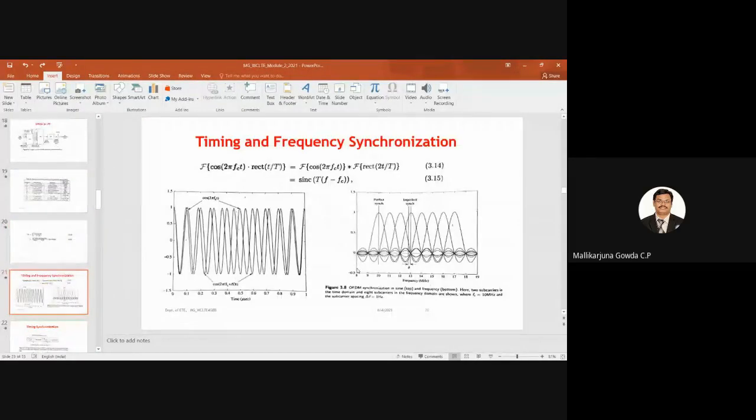With this basic understanding, I said that timing and frequency synchronization is one of the most challenging problems in OFDM implementation. People still keep working on this to develop better synchronization algorithms. So first of all, we need to understand why we need timing and frequency synchronization. Is it possible for any one of you to say why we go for timing and frequency synchronization? Why is it required? Why is timing and frequency synchronization required?